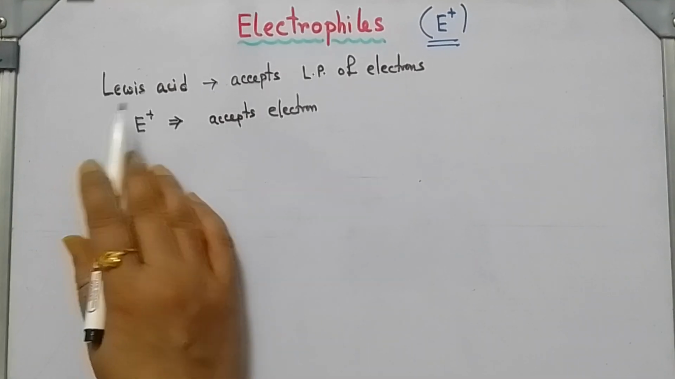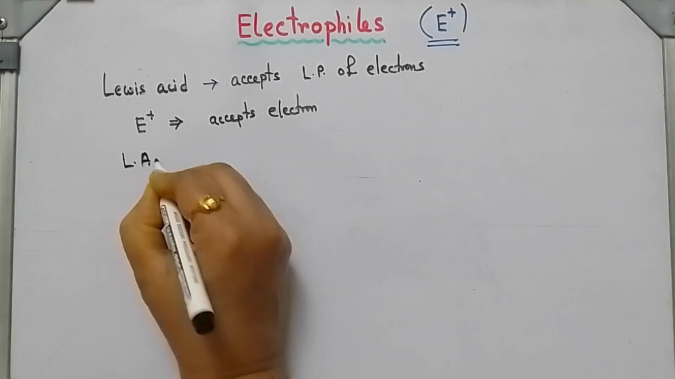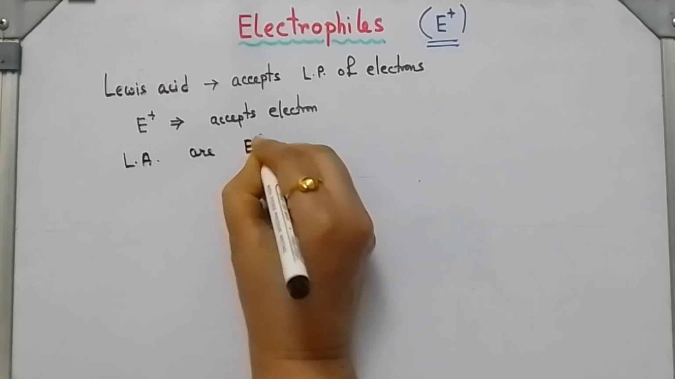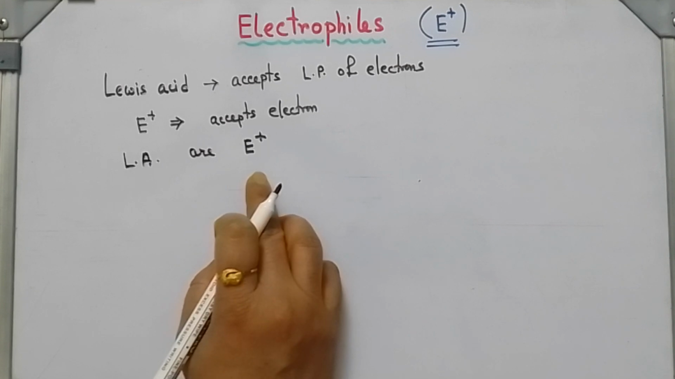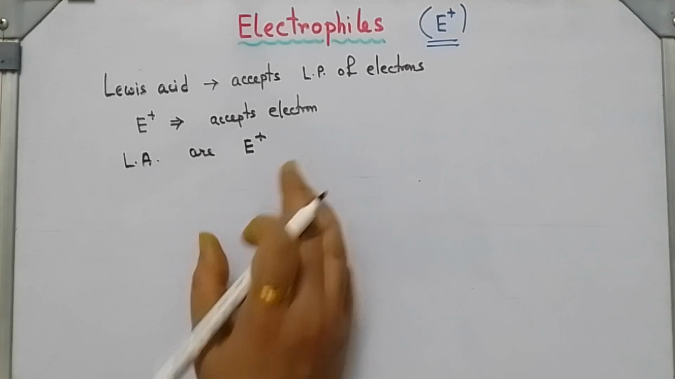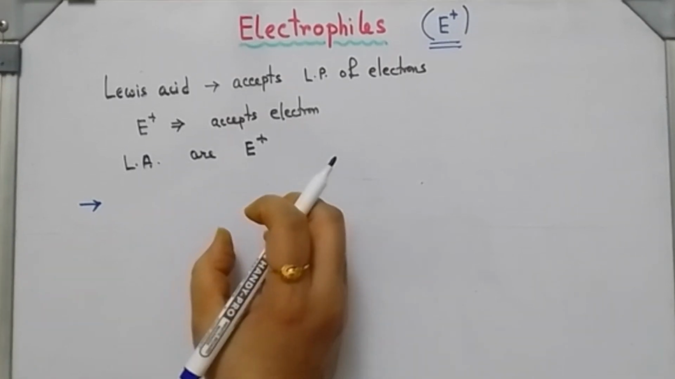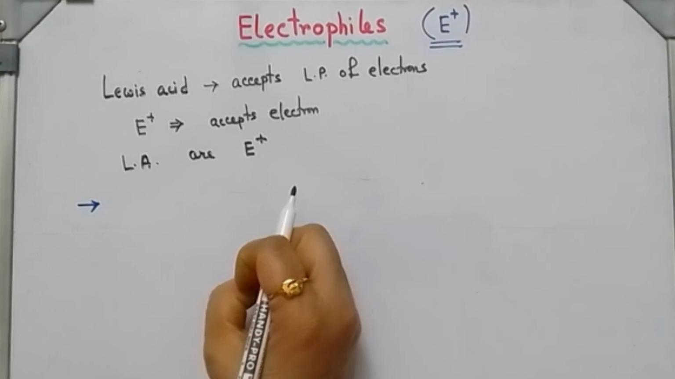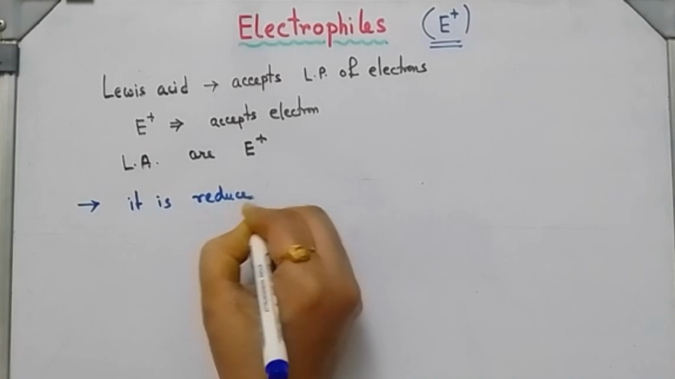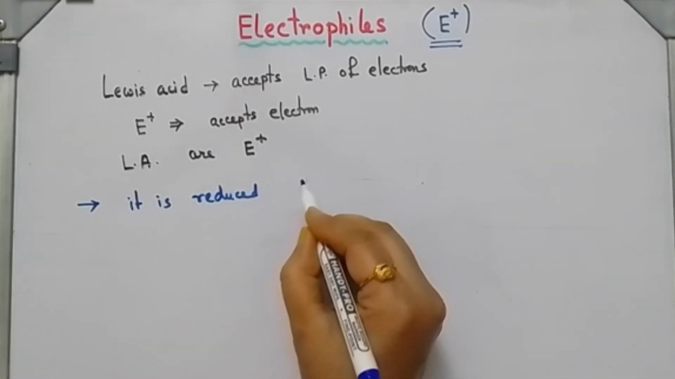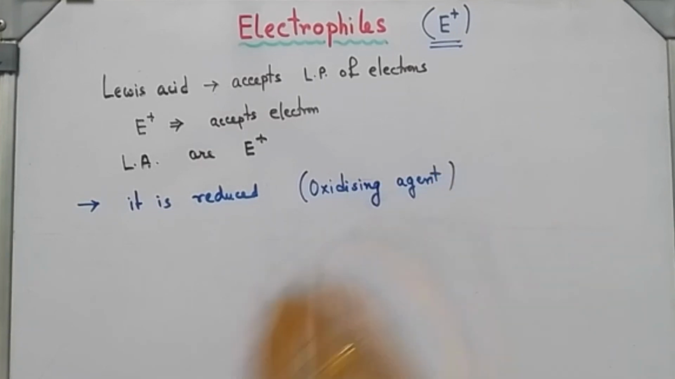Now we have seen electrophile accepts electron. We also know that Lewis acid accepts lone pair of electrons. So we can say Lewis acids are electrophile. But all electrophiles are not Lewis acid. We will see example. Another important point you should know, since electrophiles accept electrons, that means itself it is reduced. Since it is accepting electrons, this is oxidizing agent. So electrophiles are oxidizing agent.